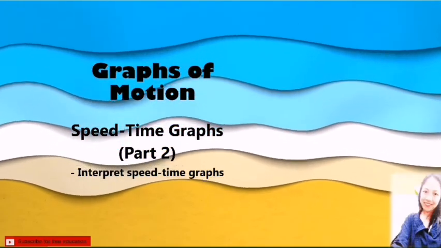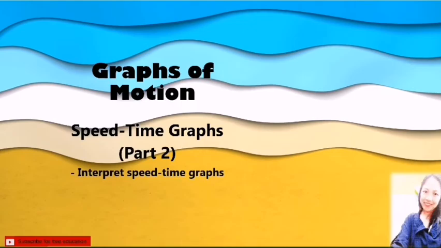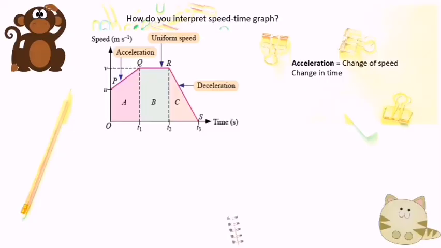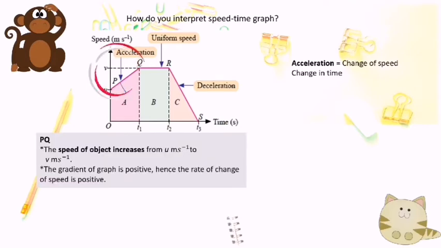Today we are going to learn how to interpret speed-time graphs. How do you interpret a speed-time graph? Line PQ here: the speed of the object increases from u meters per second to v meters per second. The gradient of the graph is positive, hence the rate of change of speed is positive.